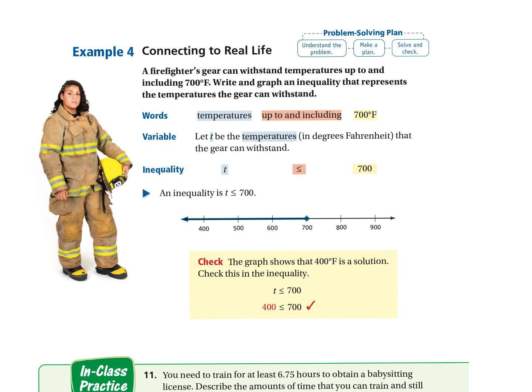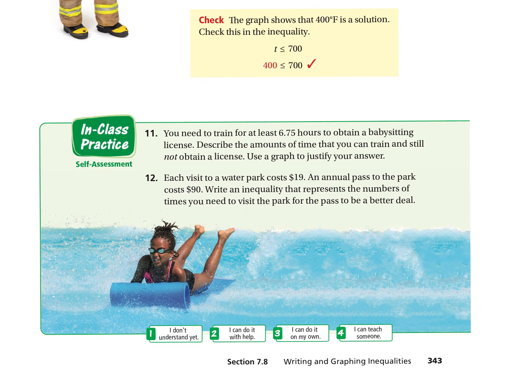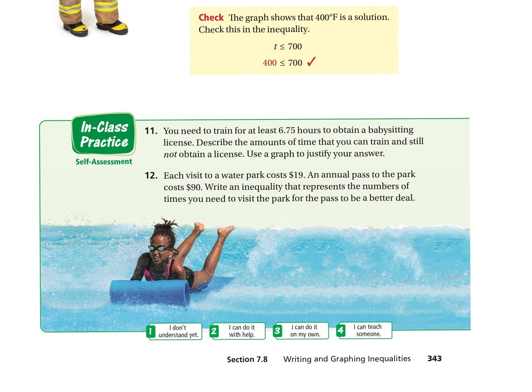So then down here, it says the graph shows that 400 Fahrenheit is a solution. Check this in the inequality. So all they did is they took 400 and they plugged it in for T. Would that be true? Is it less than or equal to 700? Yes, it is. So now let's look and do a couple examples on our own. Again, you can pause and try it on your own and then check it, or you can keep playing and just listen as I explain.